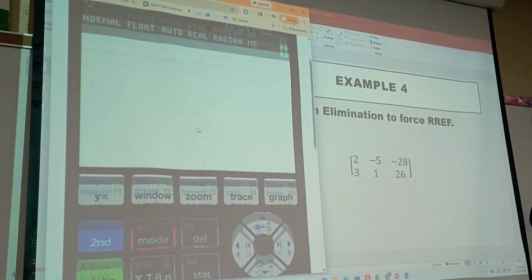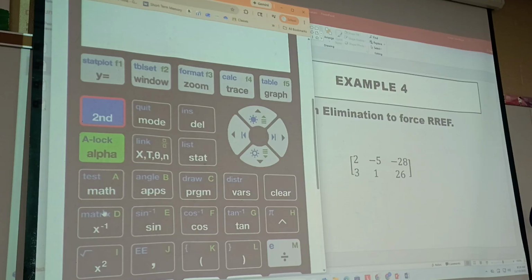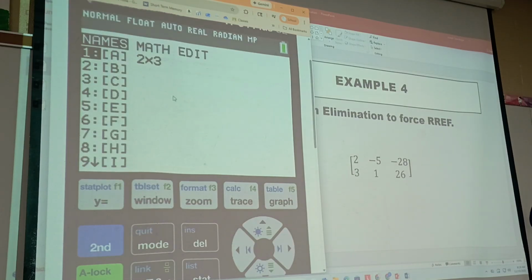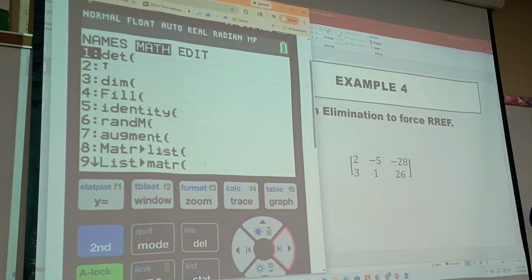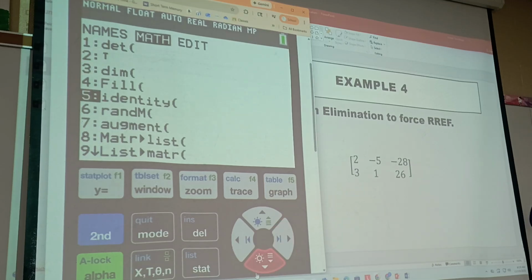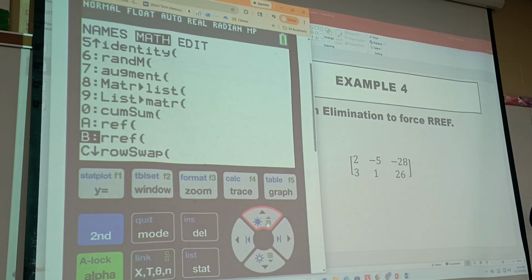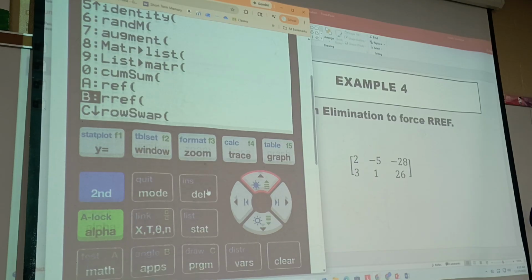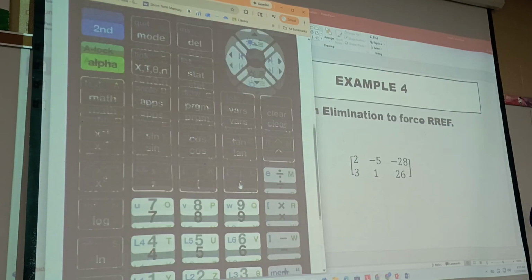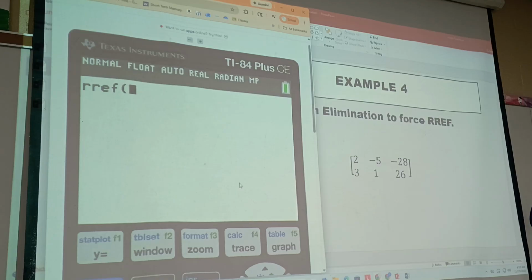Get an RREF. I'm going to hit second matrix again. Everything we need is going to be in this matrix menu. And then I'm going to go to math. In math, I have all this different stuff I can do with the matrix. I'm going to scroll down until I see RREF, Reduced Row Echelon Form. I'm going to hit enter. So RREF.